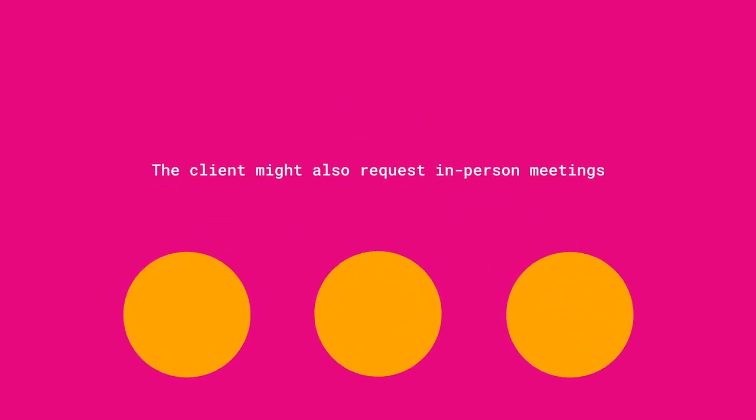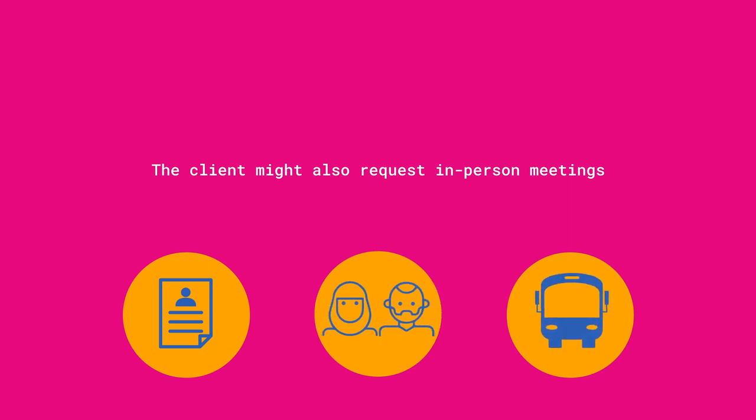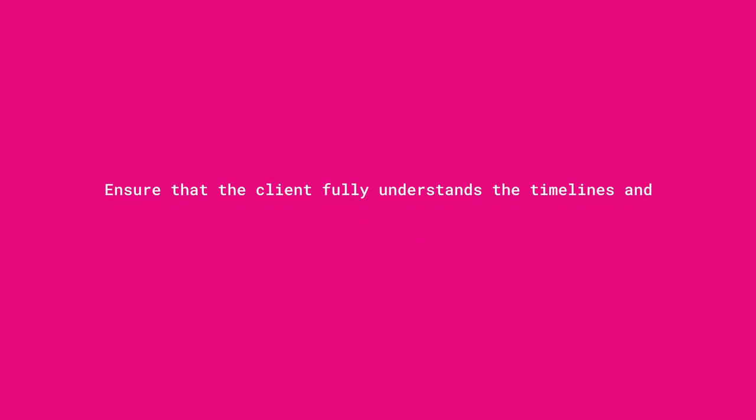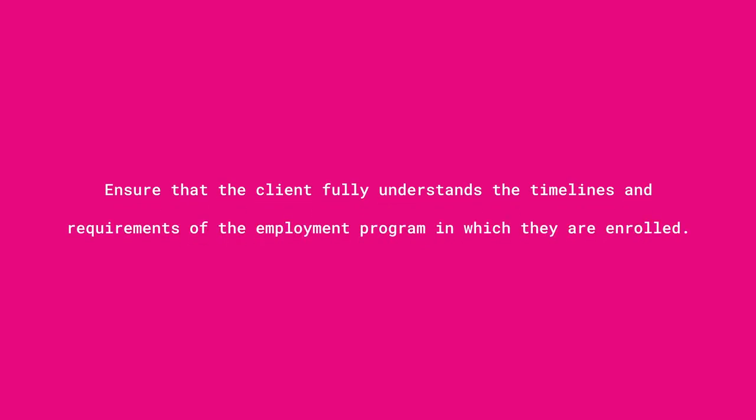You may use email, text messages, or phone calls. The client might also request in-person meetings to discuss topics like applying for jobs, preparing for interviews, or getting to work locations by car or public transit. It may take new job seekers some time to secure their first jobs in the U.S. Ensure that the client fully understands the timelines and requirements of the employment program in which they are enrolled.